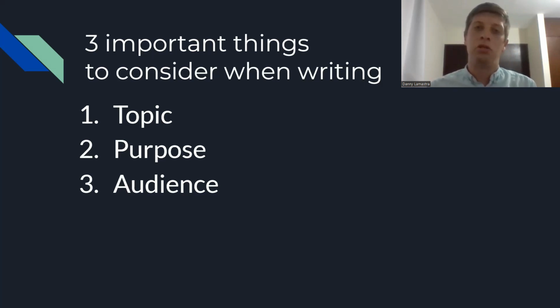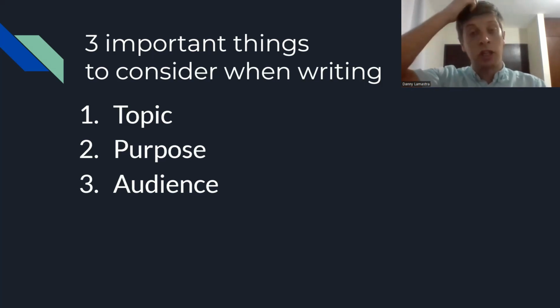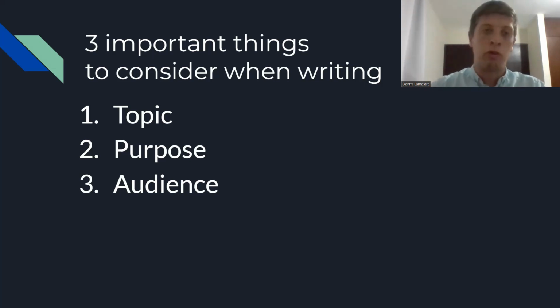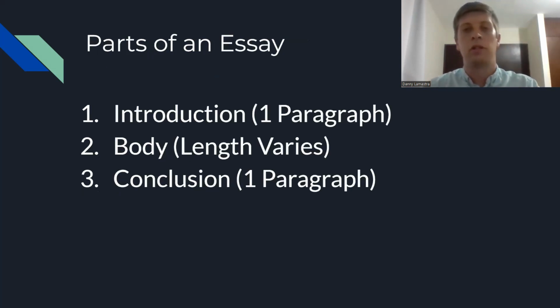But when we come back to the idea of academic writing and research papers, the audience that we want to have in mind is a scholarly audience. We want to have in mind an audience of scholars in the field that we are writing about. That is the audience that we want to have in mind, and that's going to affect how we write. So three important things to consider when writing a research paper: topic, purpose, and audience.